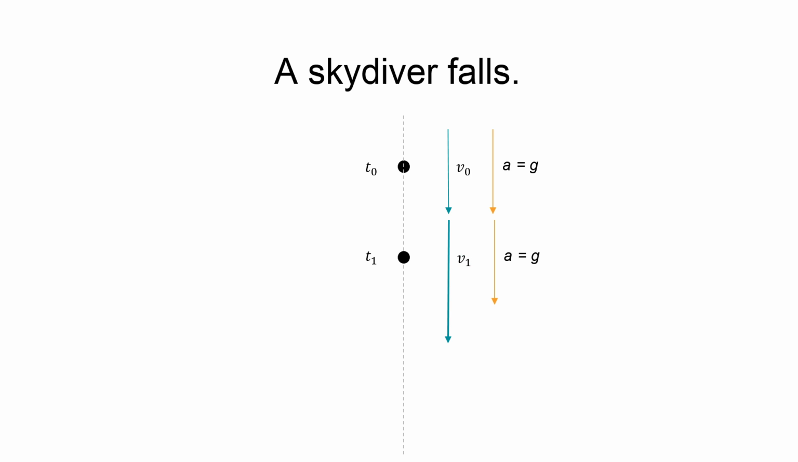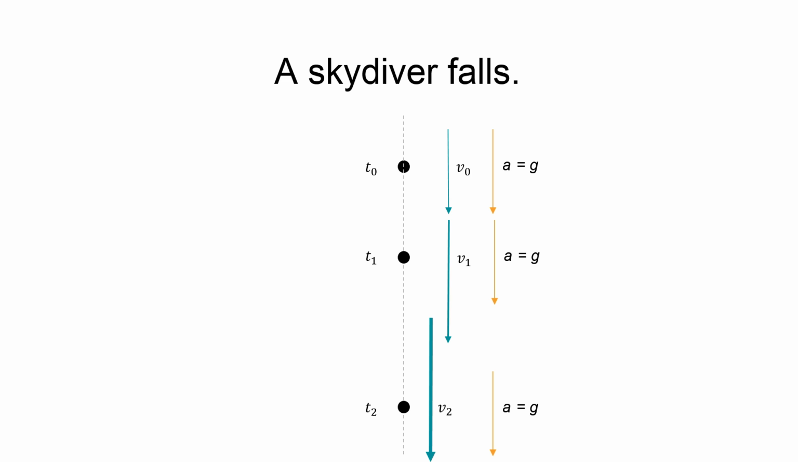At a later time still, because the skydiver is now moving faster than she was before, she will have traveled even further downward. Again, her acceleration will be unchanged, but her velocity is incrementally larger. Now we have a diagram depicting the same information as the sentence above it.